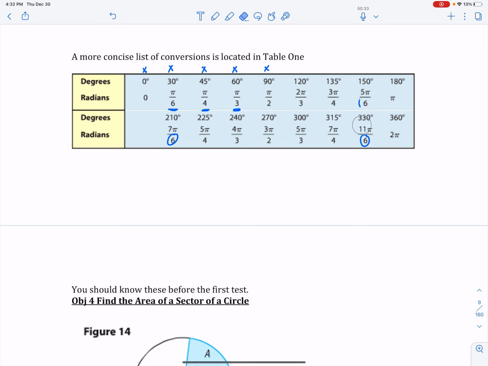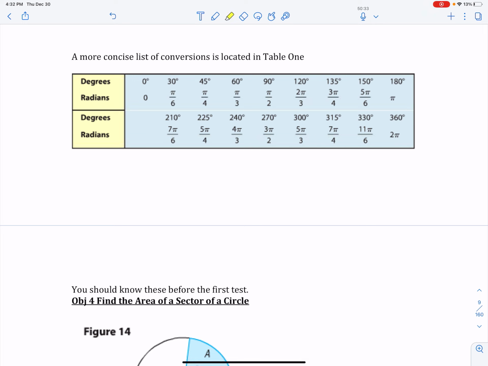All the ones with 4s in the denominator, 3 pi over 4, 5 pi over 4, and 7 pi over 4. These all relate back to the 45-degree angle. So 135 degrees is 3 pi over 4, 225 is 5 pi over 4, and 315 is 7 pi over 4. This will become more apparent when we do the unit circle, but I just wanted to point that out.